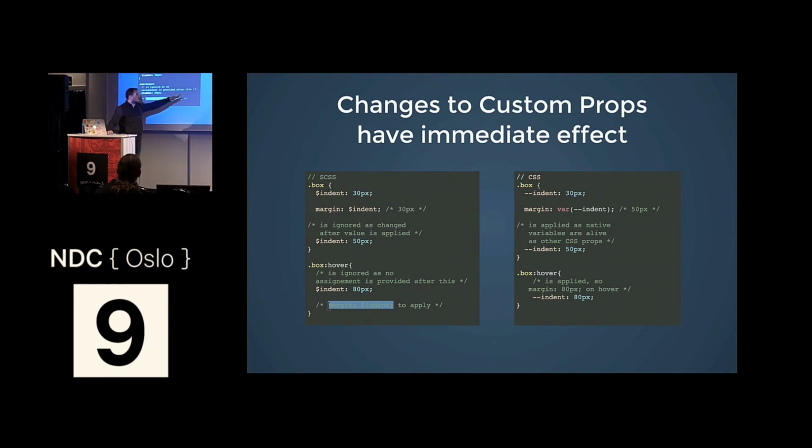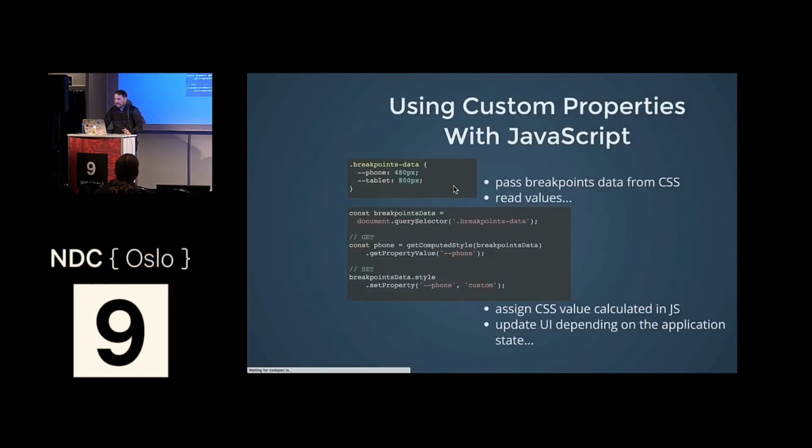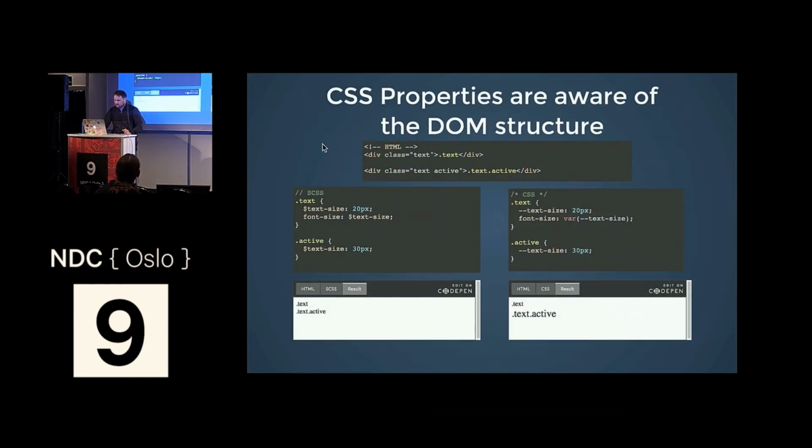Let's take a look at the actual CSS Custom Properties demo. You see, I'm saying indent 30 pixels. Then I'm doing this in margin. As soon as I change the value of the indent property, it immediately will be changed. Doesn't matter where. As soon as you apply something for the DOM element or anything, it cascades and applies immediately. For hover, it's the same. It actually applied immediately.